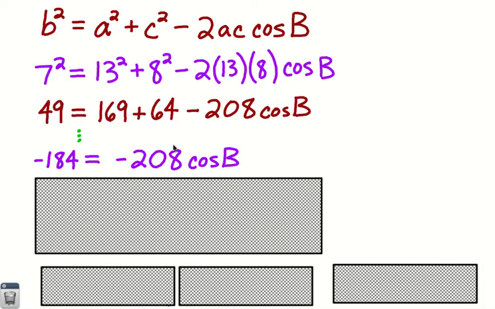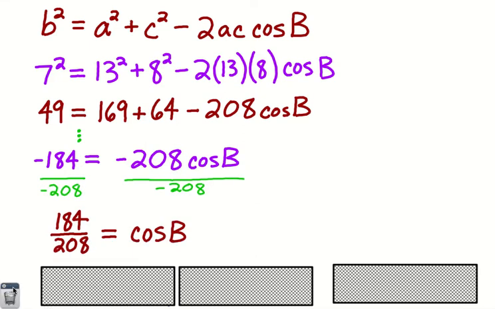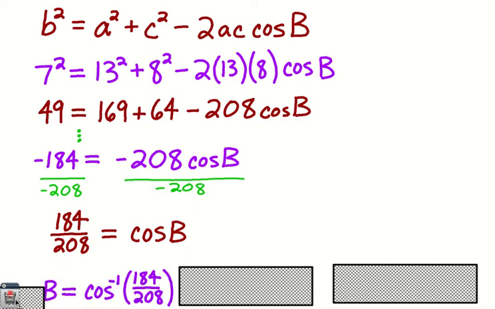And now, to get cosine of B by itself, you're going to have to divide by negative 208. And of course, after that, in order to solve for angle B, you do the inverse cosine of that fraction. I hope you notice that negative divided by negative ends up being positive. And so when you go to your calculator and you do the inverse cosine of that fraction, make sure you put the fraction in parentheses, or you use a fraction button.